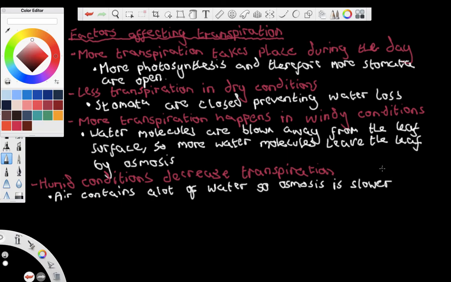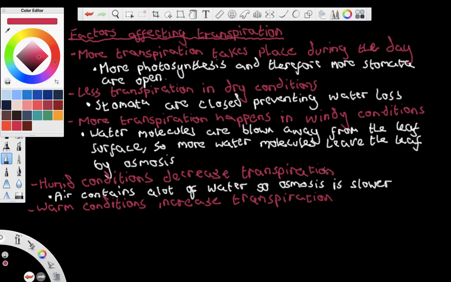Warm conditions increase the rate of transpiration. So warm conditions increase transpiration.